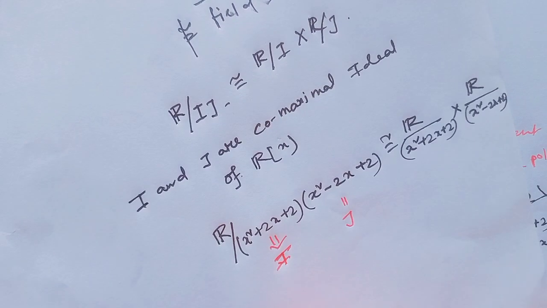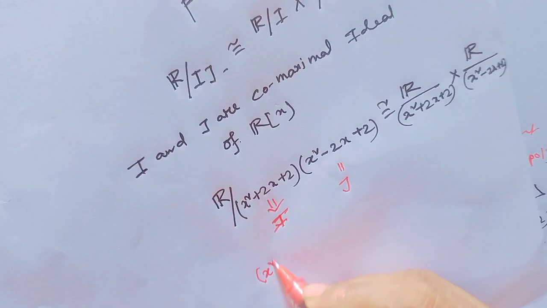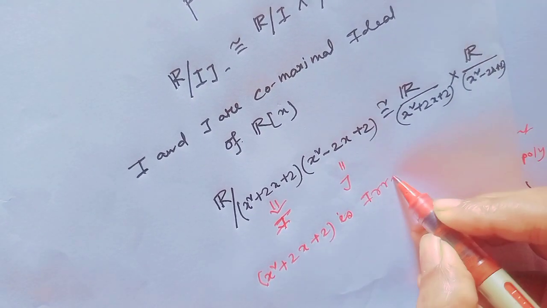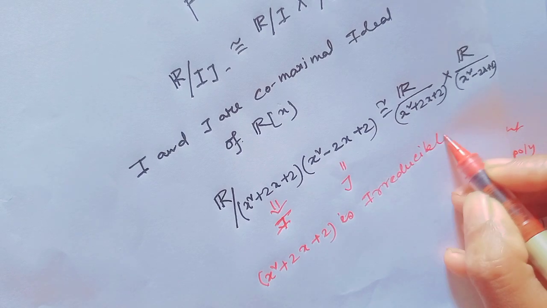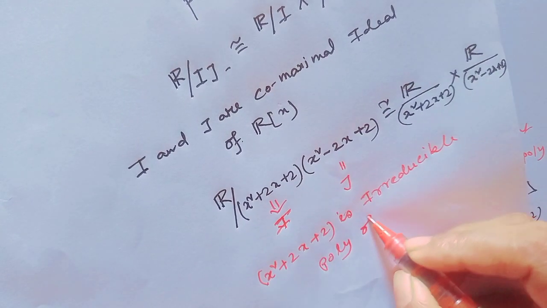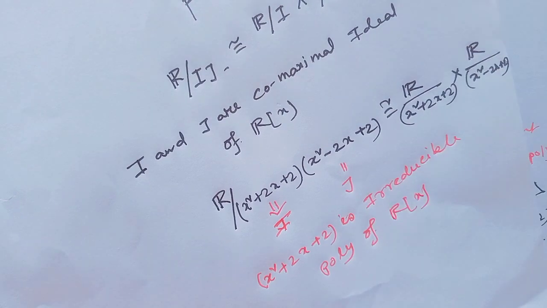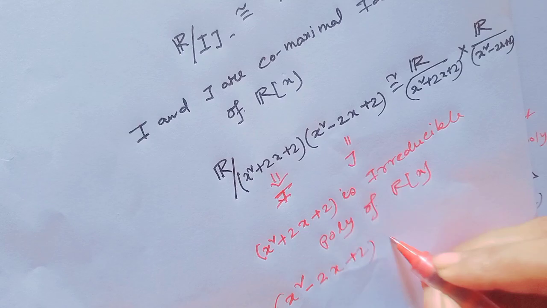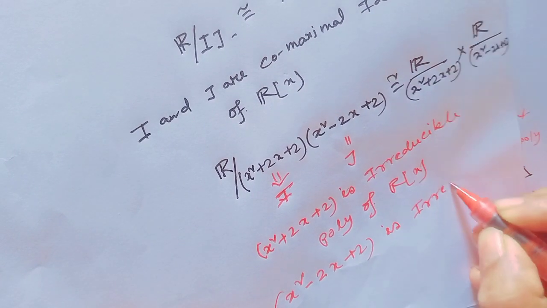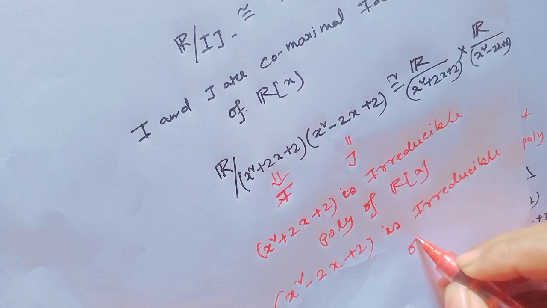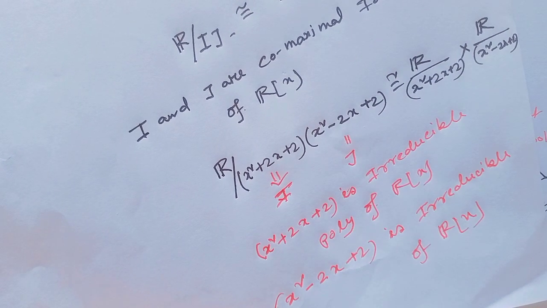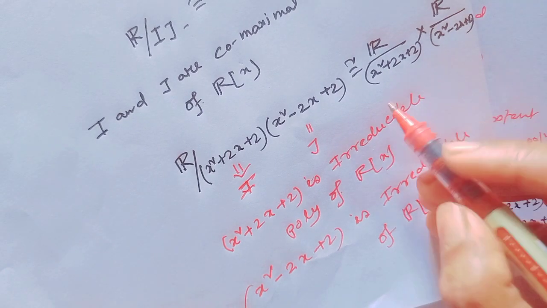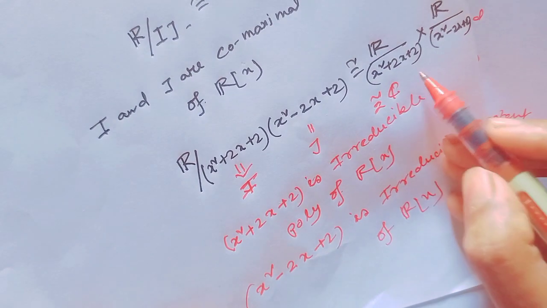where x² + 2x + 2 is an irreducible polynomial of R[x]. Similarly, x² − 2x + 2 is an irreducible polynomial of R[x]. So these are co-maximal ideals, and R[x] modulo x² + 2x + 2 is isomorphic to C. Also this one is isomorphic to C.